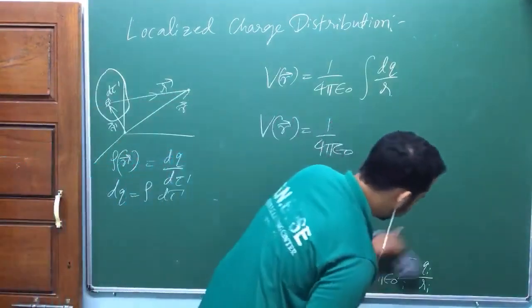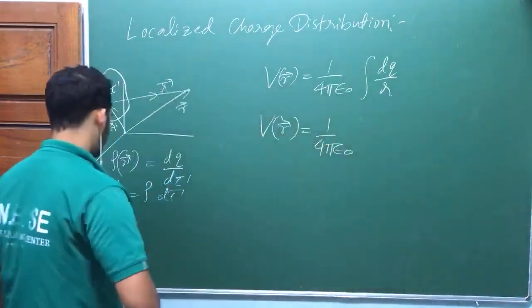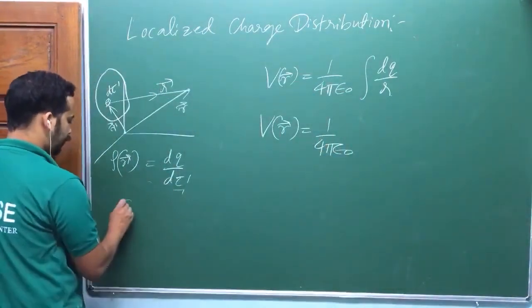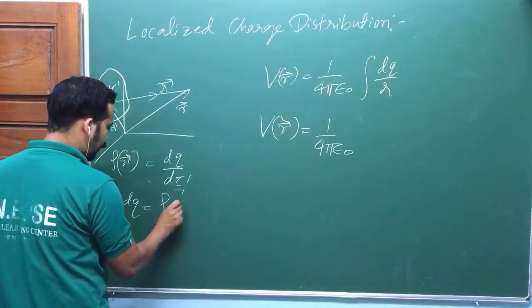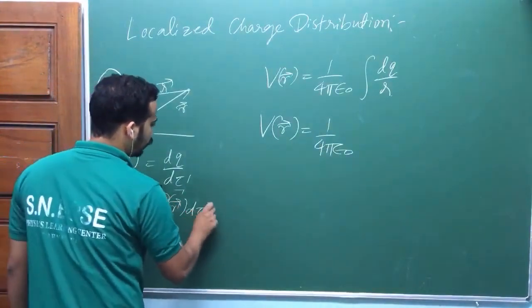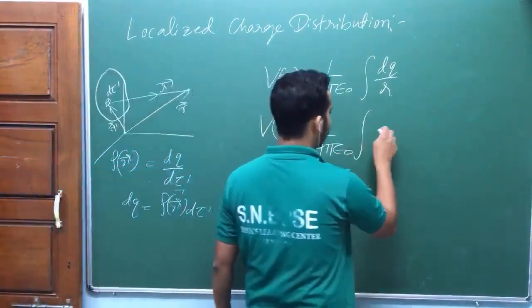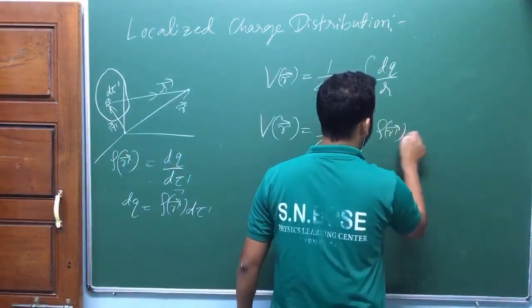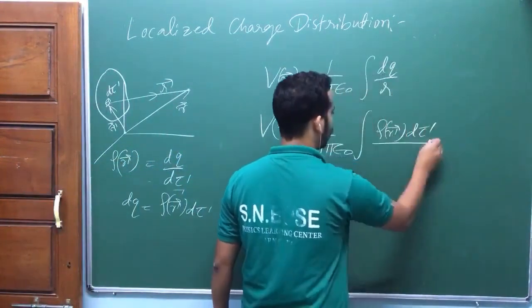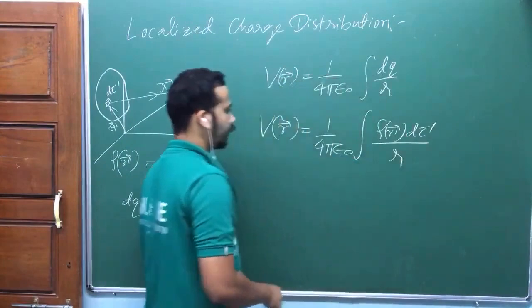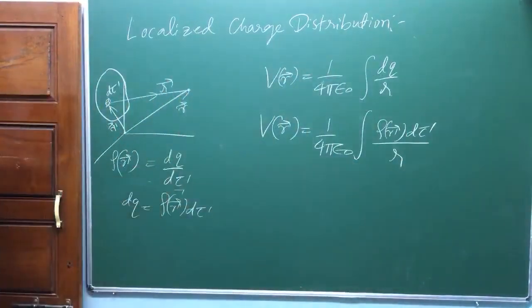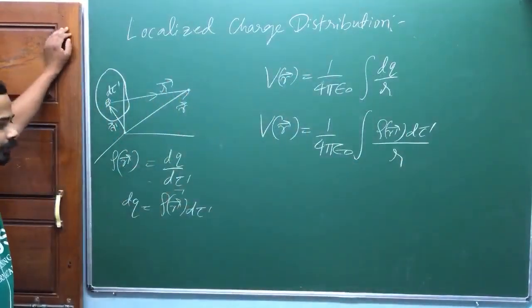Are you grasping this point? Very simple. So dq I can write as rho of r prime d tau prime. So the integrand is rho of r prime, d tau prime, divided by italic r. Again, it's one more scalar integral.